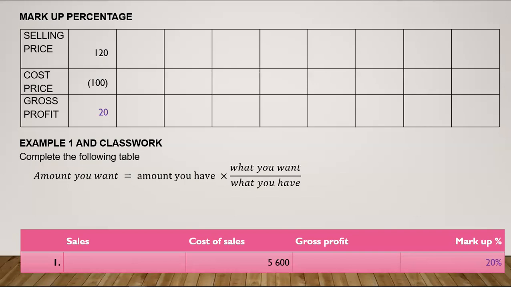For instance, if I want sales, the only amount I'm given is cost of sales. That's the amount I have. So 5,600 will be the amount that I have. What I want will be sales. So sales, according to the table that I gave you above, will be at 120. And since cost of sales is the one that is given, and cost of sales will always be at 100, I will divide by 100.